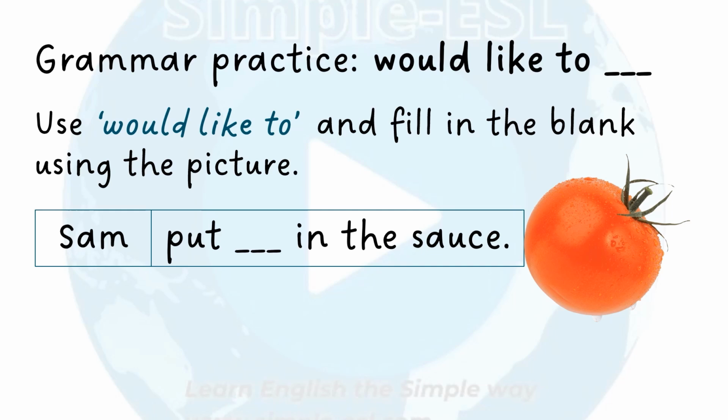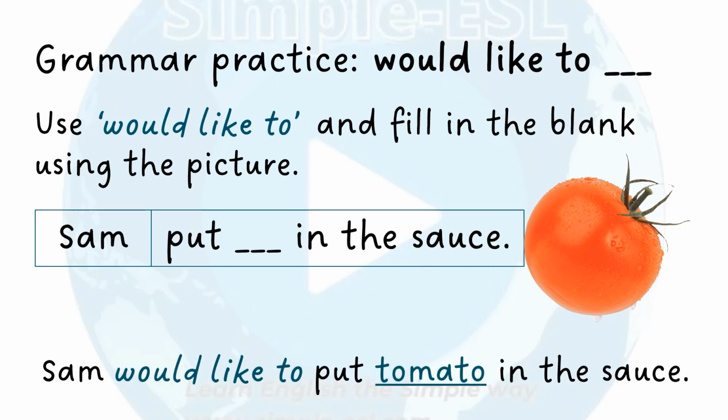So, how is Sam going to politely ask for this item to be in the sauce? Sam would like to put tomato in the sauce. This is something he would like to do. It's polite to ask. Sam would like to put tomato in the sauce.